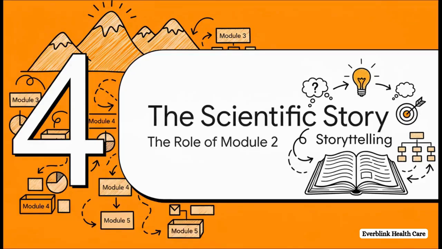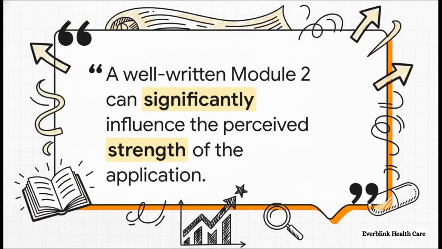Okay, so we have these 3 massive pillars of data, right? Module 3, 4, and 5. But data by itself, it's not a story. It's just numbers and charts. So how does a regulator possibly make sense of it all? How do you connect the dots between the manufacturing process, the lab animals, and the human patients? Well, this is where the real storytelling begins. And that storytelling is the job of Module 2.